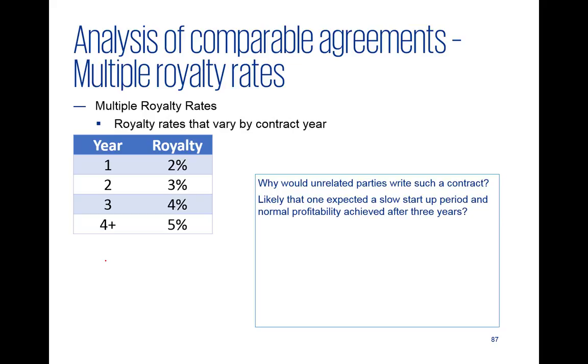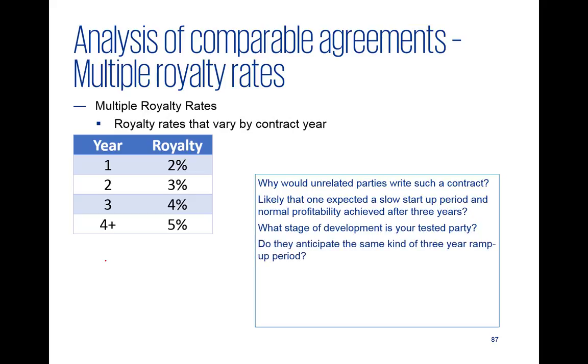In which case, the party licensing the technology or the intangible, whatever it is, may turn around and say, okay, we understand that you're going to have a slow startup. We will take a lower royalty in those early years while you come up the curve. You may need to be making some investments of your own to make this work. Now the question asked then is, well, if I think about my tested party, what stage of development are they in? Are they more like the year 1 customer, or are they more like the year 4+ customer? If they anticipate the same kind of 3-year ramp-up period, then it may be appropriate to use the schedule. Right here, you've got all the detail for how that would happen.